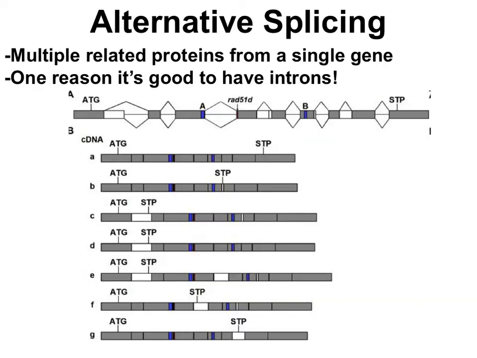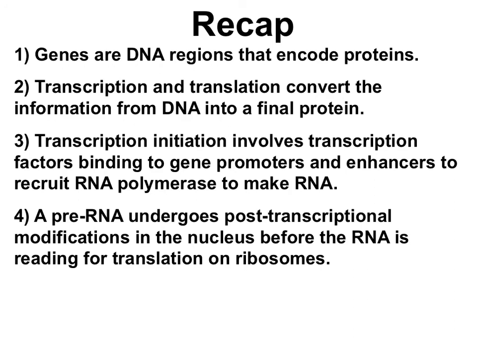One cool thing about having splicing is that cells can use one gene to make many different proteins. Part A up here shows a pre-RNA with all of the introns. But depending on how the introns are spliced, you can make all of these different combinations that are shown in Part B. Overall, the resulting proteins would all have similar jobs, but having these different versions can create specialized proteins for specialized situations. So what did we learn in this video?